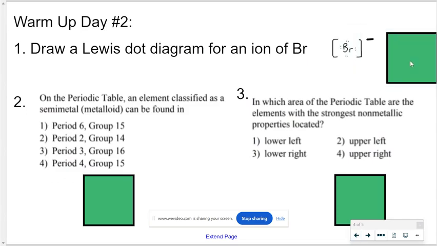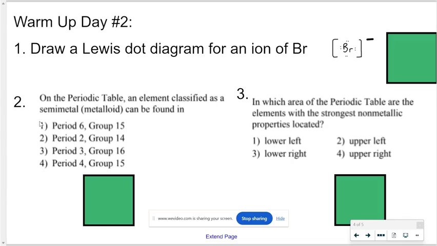And if you remember from last unit, when we have a negative ion, we show 8 dots to show those 8 valence electrons. We draw brackets and then a charge. Bromine likes to gain 1 electron, so it's a negative charge. Remember, if it's a positive ion, we draw no valence electrons, brackets, and the positive charge.